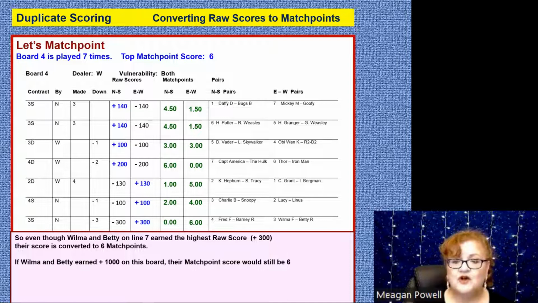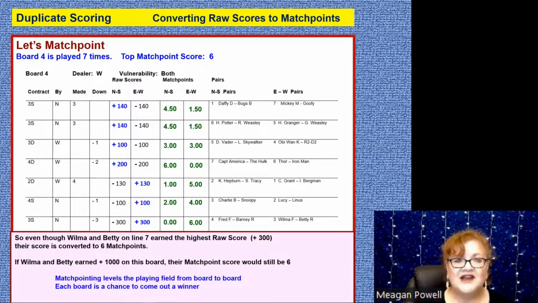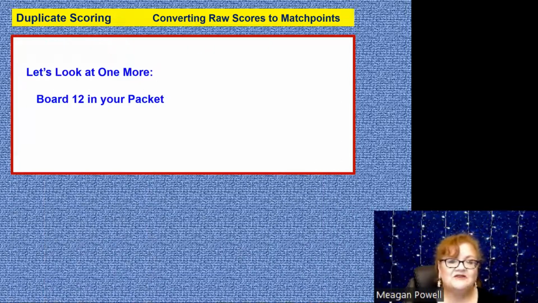The highest raw score gives you the highest match point score. And it is a way to level the playing field so the gap between partnerships doesn't explode. The most you can be away from the lowest player on any given board is 6 match points. Okay, let's look at one more board together in your packet, and that's board 12.